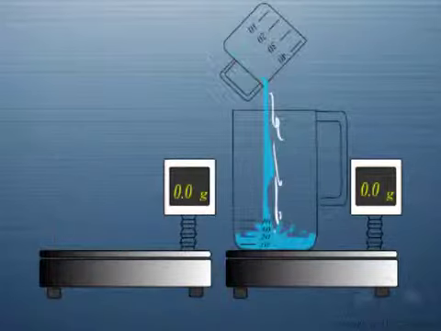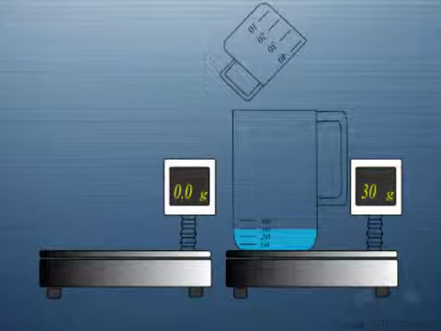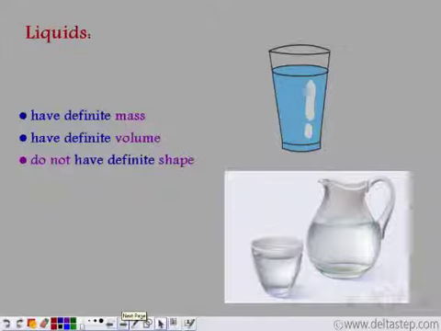Now we transfer the water present in the smaller container into the bigger container. What do we observe? We observe that the same quantity of water has the same mass. That is, it again weighs 30 grams. It is again present at the same position. That is, it occupies 30 centimeter cube volume. And you also observe that now the water takes the shape of the bigger container. All liquids have a definite mass, they have a definite volume, but they do not have a definite shape. They take the shape of the container in which they are enclosed.